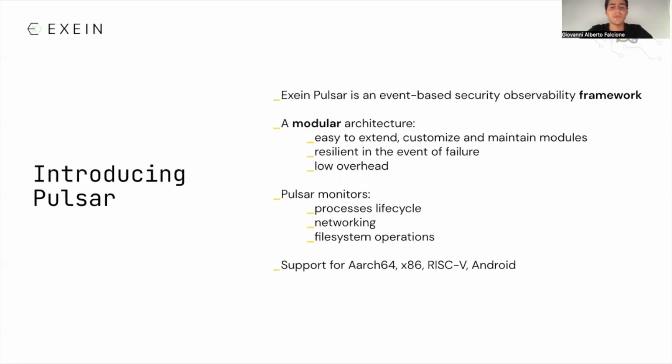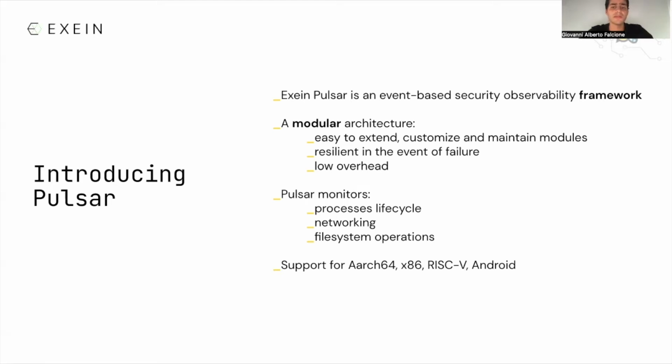In order to make the power of BPF as accessible as possible, we at Exane are developing Pulsar. Exane Pulsar is an event-based security observability framework designed for embedded Linux devices and built in Rust. At its core, Pulsar is made up of modules that make use of eBPF to collect information about application behavior from the kernel and transform this information into events. Every event is then validated by the built-in rules engine that lets you define the behavior you want to identify as a threat.